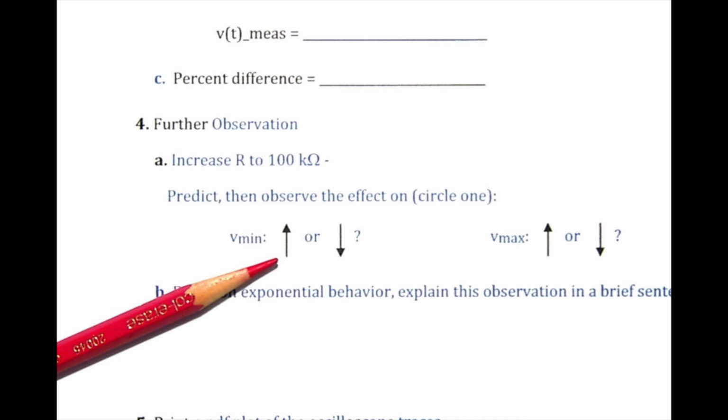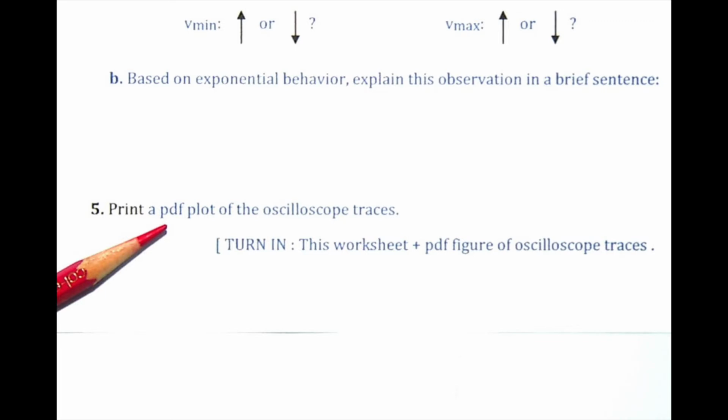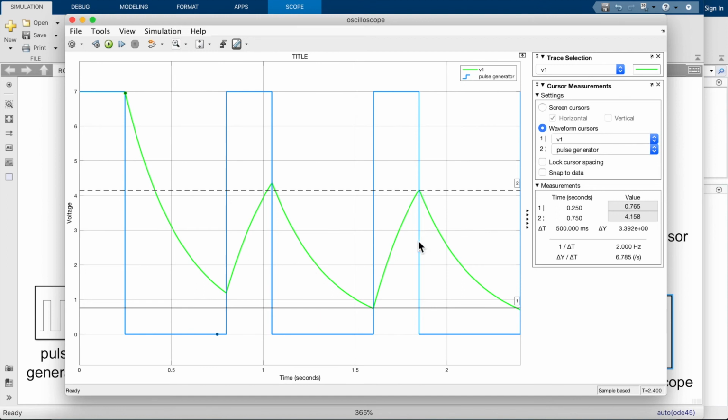And the same way with the maximum value. Circle the arrow showing whether it went up or down. And then, based upon your understanding of exponential behavior and time constants, explain why they went the direction they did with just one sentence. And then finally, to finish up, let's print a PDF plot of this oscilloscope trace in order to turn in with the worksheets.